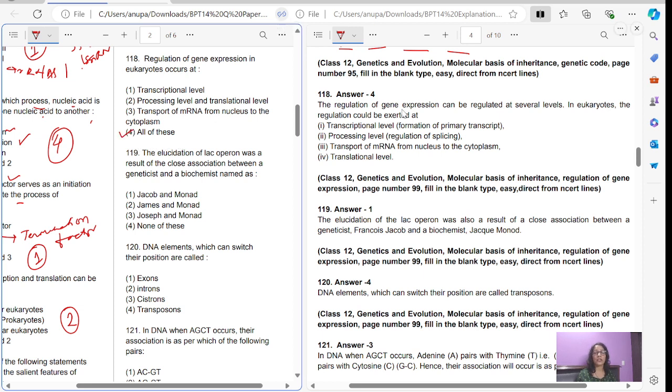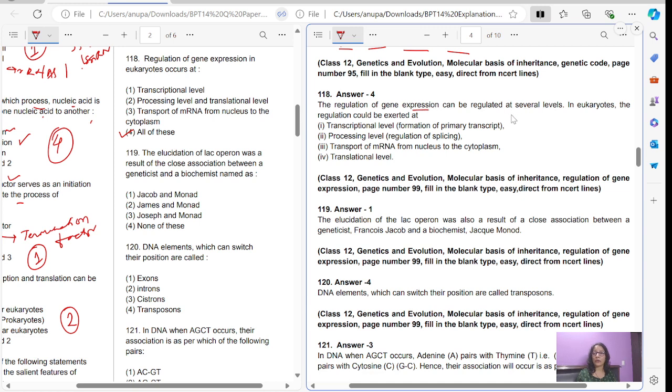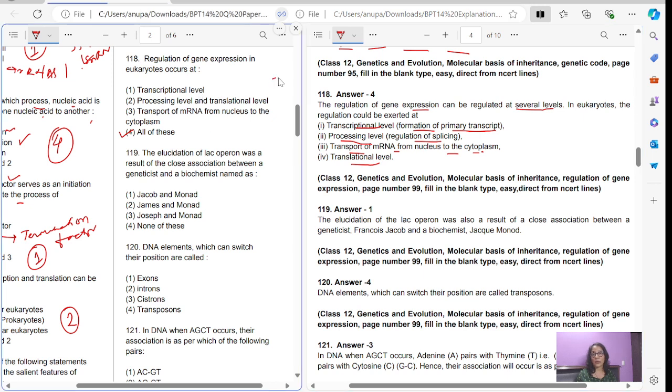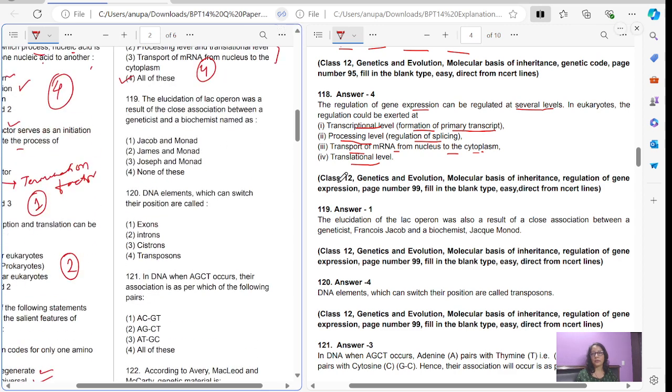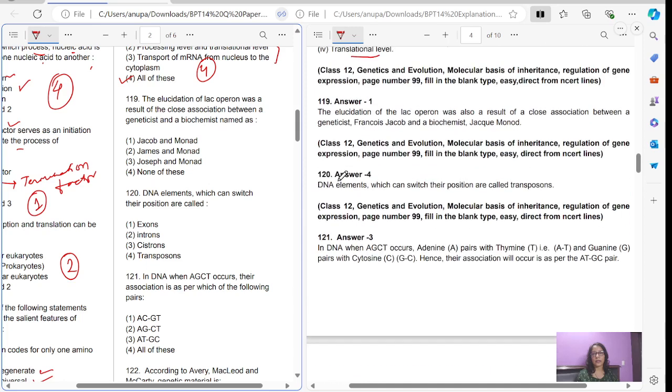The regulation of gene expression can be regulated at several levels, and these levels are the transcription level, that is at the time of formation of primary transcript. Second is at the processing level, that is regulation of splicing. Third is transport of messenger RNA from nucleus to cytoplasm. And fourth is translational level. And in the options, we have all these levels. So the answer for this question will be option number 4, all of these. Now let's move to the next question, that is question number 119.